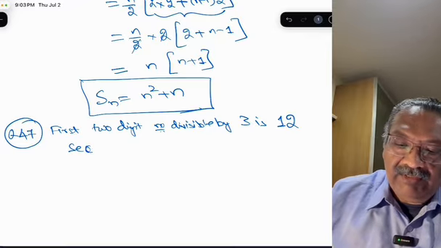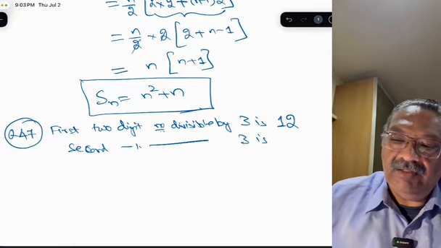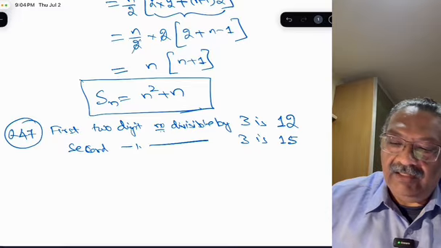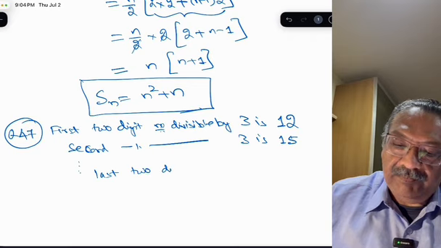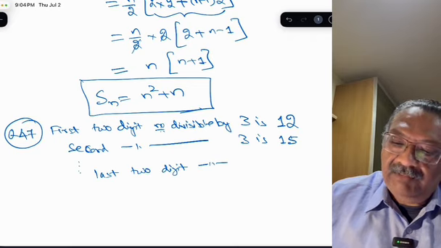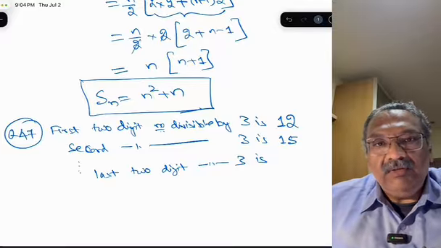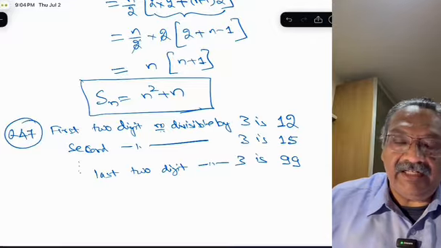Next, the second 2-digit number divisible by 3, which is it? 13, is it? No. 14, is it? No. So it will be 15. In the same way, the last 2-digit number divisible by 3, which is the last 2-digit number? 99. Is 99 divisible by 3? Yes. So last number is 99.